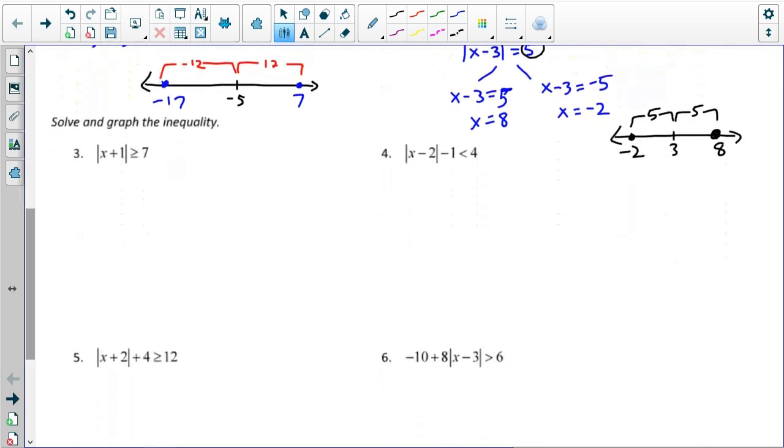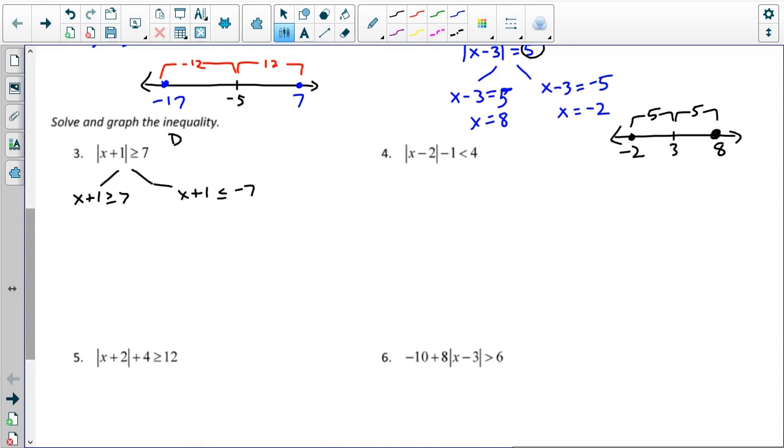Now let's take a look at inequalities. So inequalities basically operate the same way, except I now have to write inequality symbols. So let's break this into two cases. I have x plus 1 is greater than or equal to 7. And then I have x plus 1 is less than or equal to negative 7. Let's think about why that might be true.